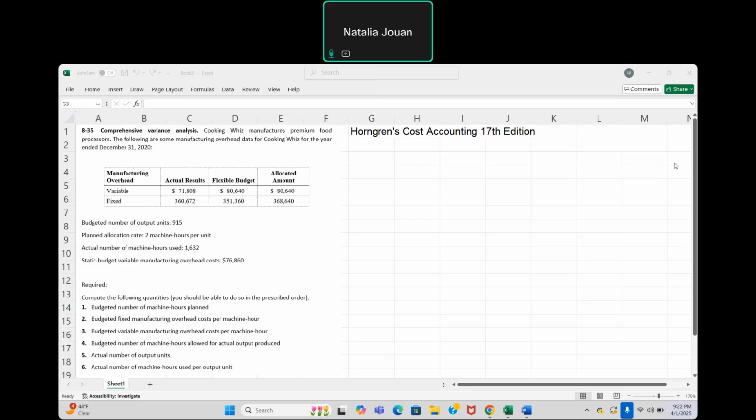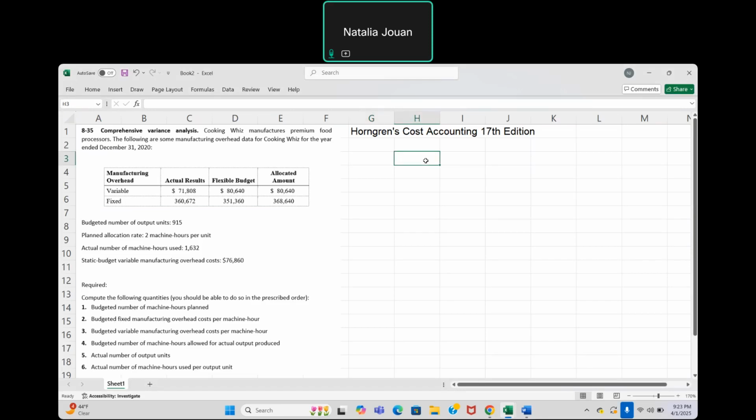Hello, everyone. Now we're going to be solving problem A-35 of our book, Horngren's Cost Accounting, 17th edition. This is a problem with variances for variable overhead and fixed overhead, both. We're being asked a bunch of questions, not precisely what the variance is, but what these numbers are. So for that, we're going to make our charts.